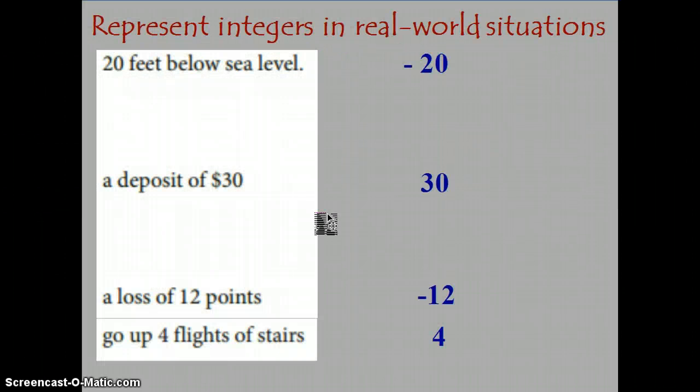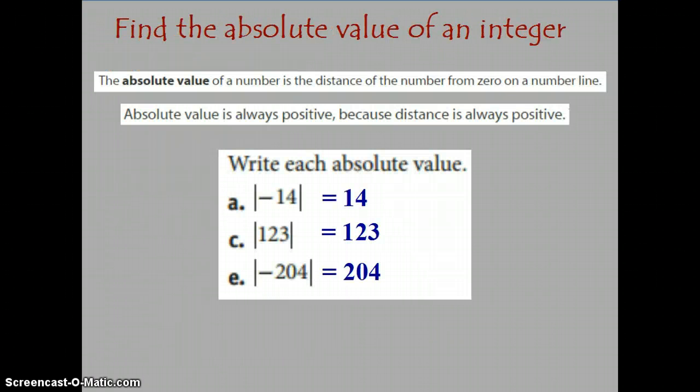Next, you need to be able to represent integers in real-world situations. For instance, if we are talking about 20 feet below sea level, that would represent a negative 20. A deposit of $30 means you are adding $30 to your checking account, bank account, whatever, wallet. A loss of 12 points would be a negative 12 as an integer. And if you go up 4 flights of stairs, that is a positive 4 right there.